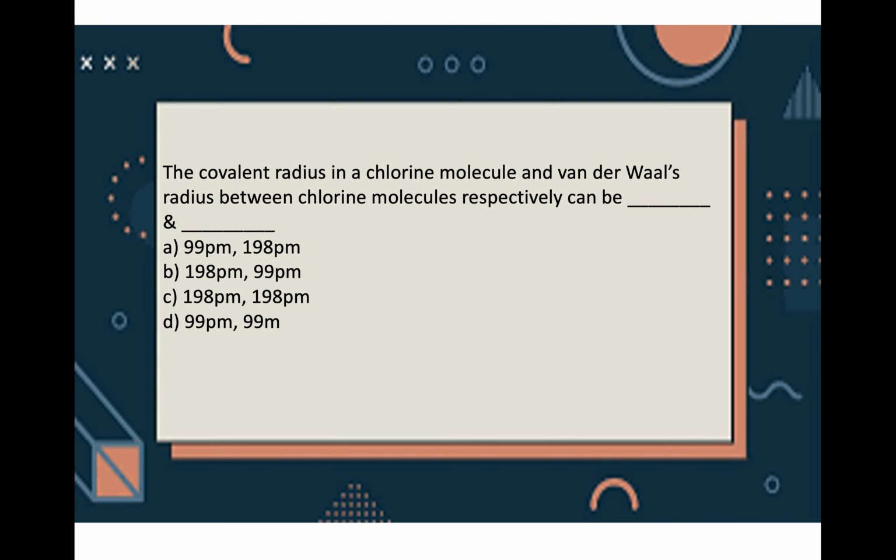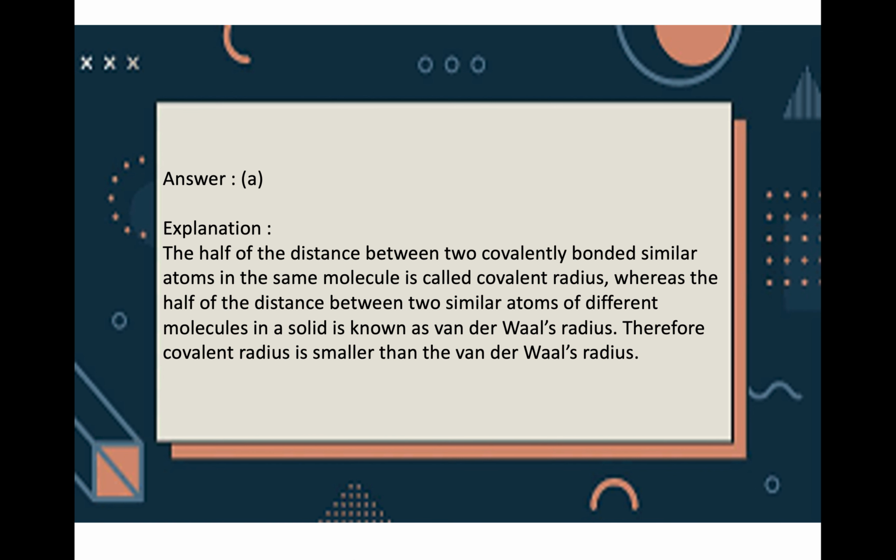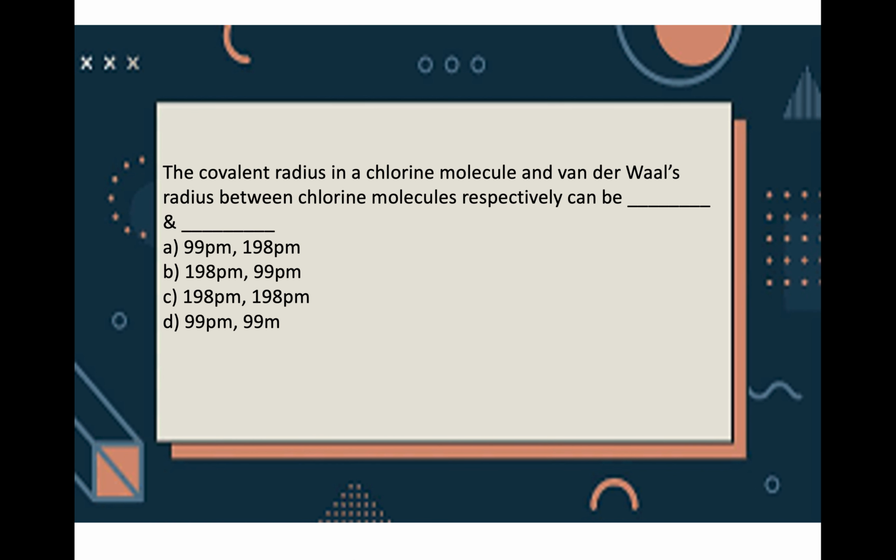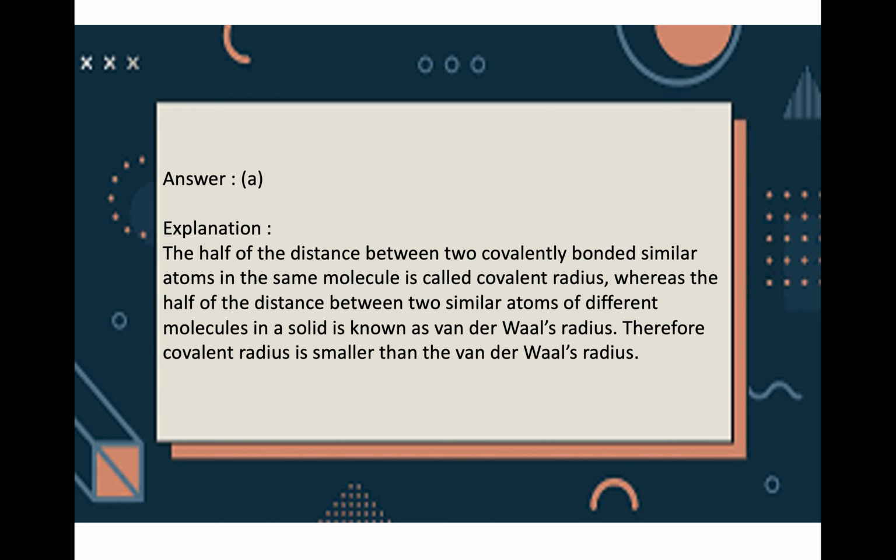Now the covalent radius in a chlorine molecule and van der Waals radius between chlorine molecules respectively can be 99, 198, 198, 99, 198, 198 or 99, 99. Correct option is option A, 99 and 198. So half the distance between two covalently bonded similar atoms in the same molecule is what we call covalent radius. So half of the distance between two similar atoms of different molecules is known as van der Waals radius. So covalent radius is smaller than van der Waals radius.